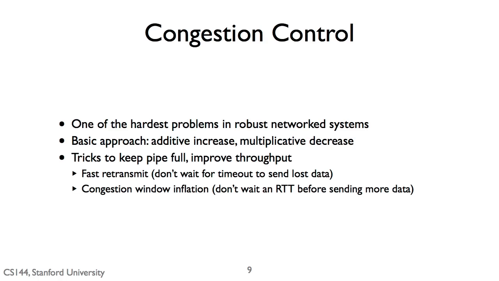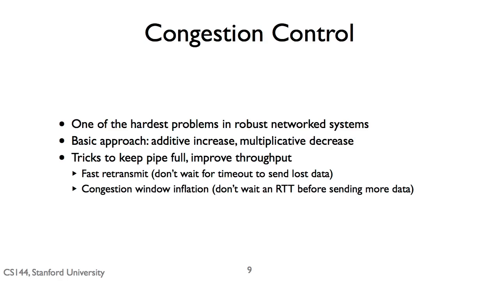I'll talk a little bit more about more advanced TCP that deals with some modern network considerations. But on a Linux system, or on Windows or Mac OS systems, the basic TCP algorithm that's running is very, very similar to NewReno. It turns out that congestion control is a really hard problem, and it's one of the hardest problems to build a robust network system.